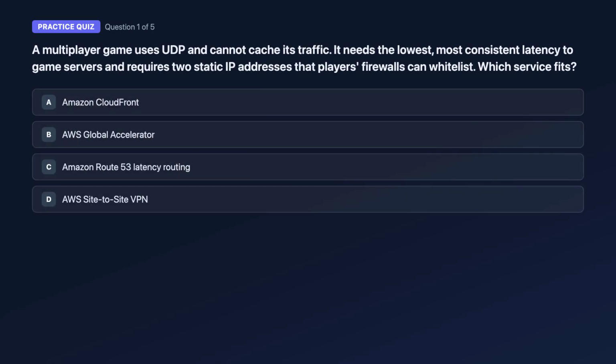Question 1. A multiplayer game uses UDP and cannot cache its traffic. It needs the lowest, most consistent latency to its game servers, and it requires 2 static IP addresses that players' firewalls can whitelist. Which service fits? Is it A, Amazon CloudFront, B, Amazon Web Services Global Accelerator, C, Route 53 Latency Routing, or D, Amazon Web Services Site-to-Site VPN? Lock in your answer before I give it away.